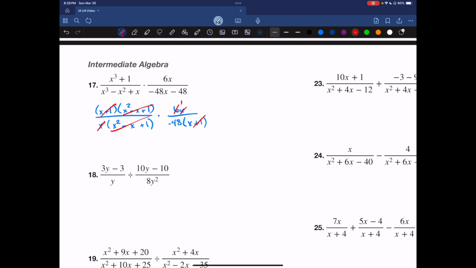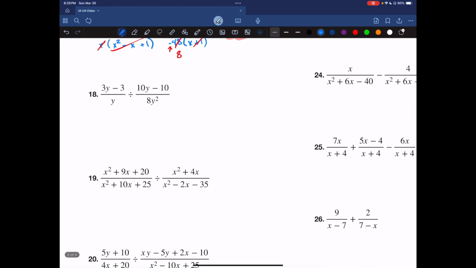6 goes into 6 one time. 6 goes into 48 8 times. Don't forget about the negative. A lot of students forget about that negative. So it's going to be 1 over negative 8 or negative 1/8 or something like that. Remember that negative can float. It can be up top, up front, or below. So I'll let you decide. Yeah, negative 1/8 is your answer there.